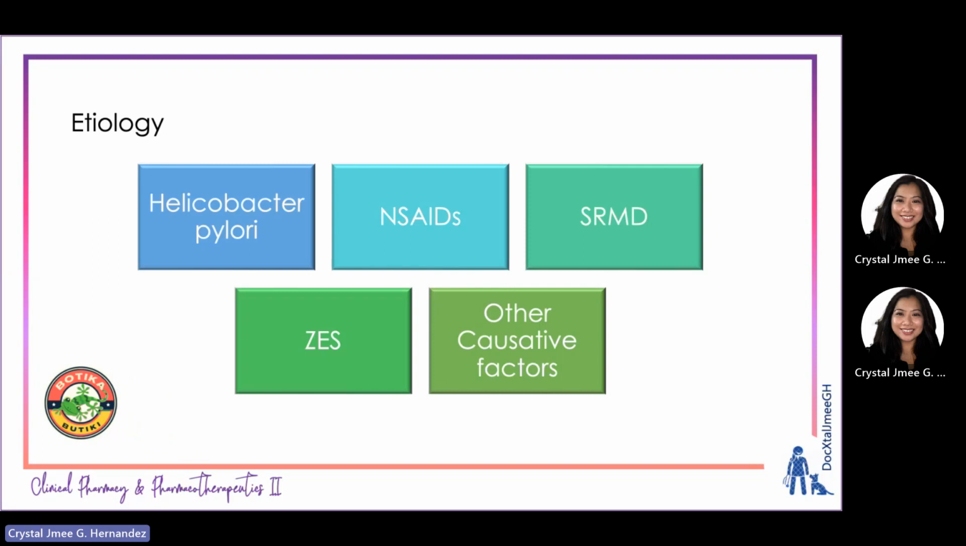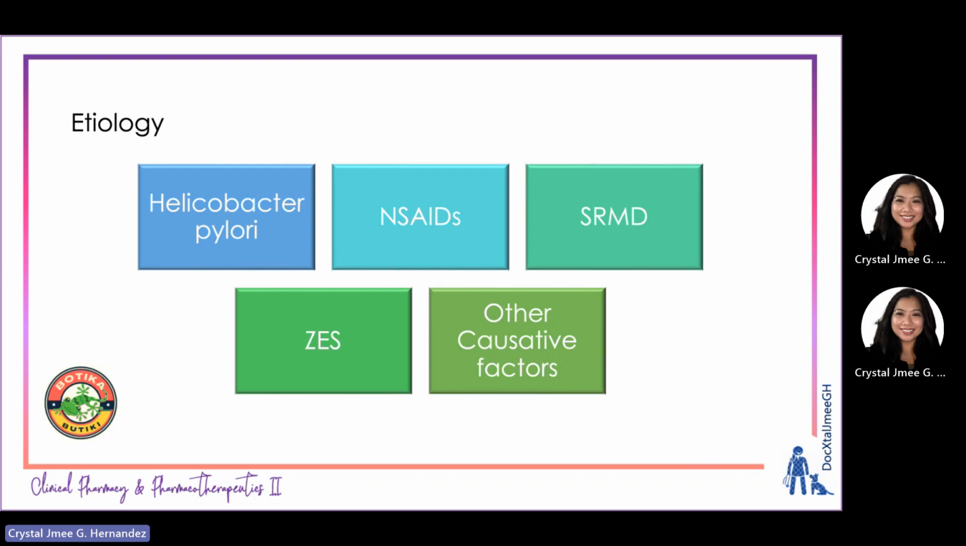So etiology again, we have Helicobacter pylori. This is a bacteria, or a microorganism, that normally causes gastritis, which eventually may develop to peptic ulcer disease. For NSAIDs, normally those using NSAIDs chronically or as part of their regimen, we would observe such treatment in the elderly population, since some of the conditions in the elderly population would require maintenance treatment with NSAIDs.